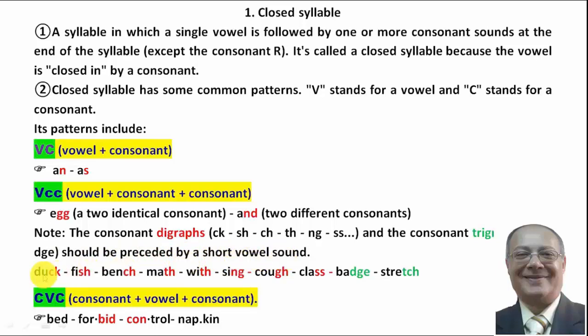For example: duck, fish, bench, math, with, sing, cough in British accent and cough in American accent, glass and class, badge and stretch. CVC: bid, forbid, control, napkin.